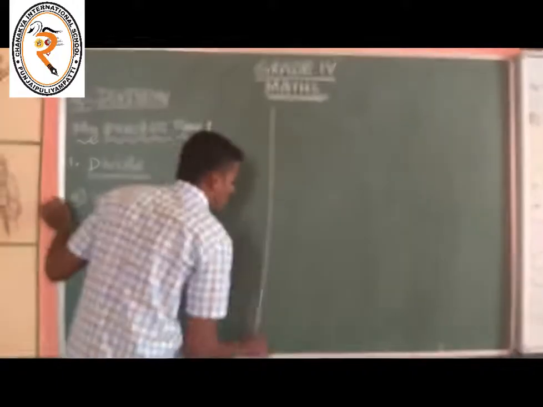Next topic is division. My practice time 1. First question, divide. Question number A: 228 divided by 19. In the 19th table, write the first 19th table.